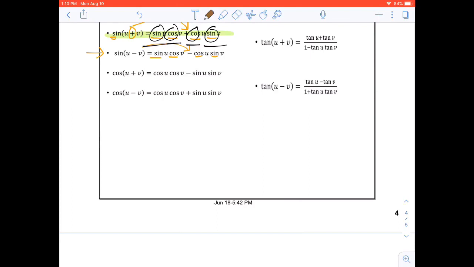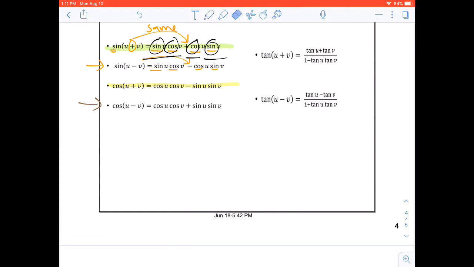So let's go ahead and fast forward into your notes a little bit. Again, I didn't do both. I just proved the sum. I'm going to leave the difference for you. But one thing that I do want you to notice is, unlike the sine where the operation is the same, the operation for your sum or difference of cosines is always opposite.